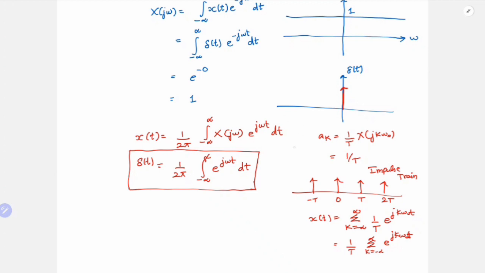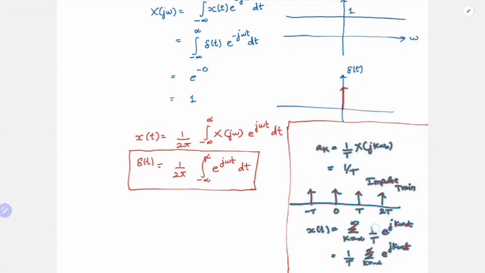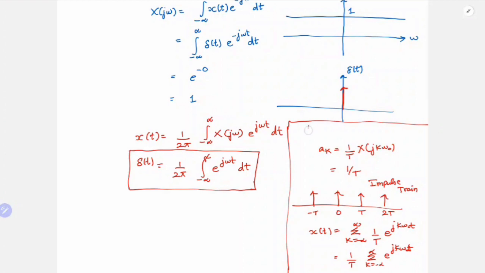So probably I'll put this separately in a box so that you don't get confused. This is for the periodic impulse train, we call it. Okay.